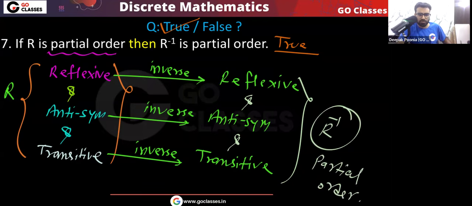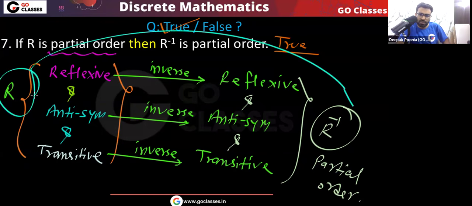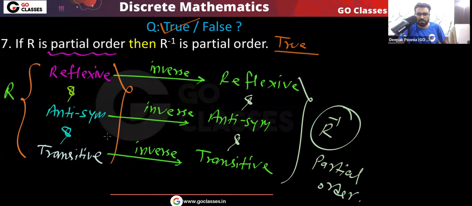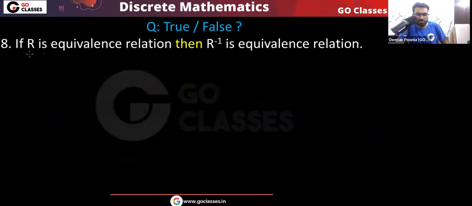That's it. This is a very easy proof. We have already seen that the reflexive property is preserved by inverse, the antisymmetric property is preserved by inverse, and the transitive property is preserved by inverse. So for this relation R, if I take the inverse, I will again get a partial order relation. Very simple. Let's see this statement: if R is an equivalence relation, can I say R inverse will be an equivalence relation?